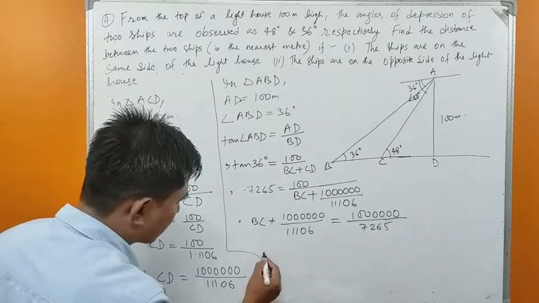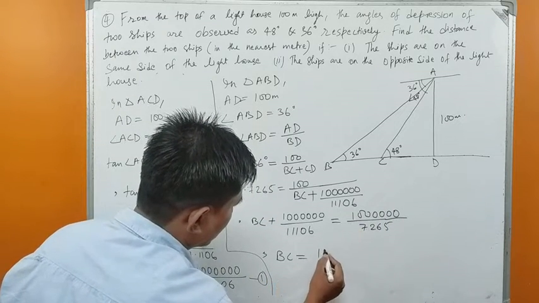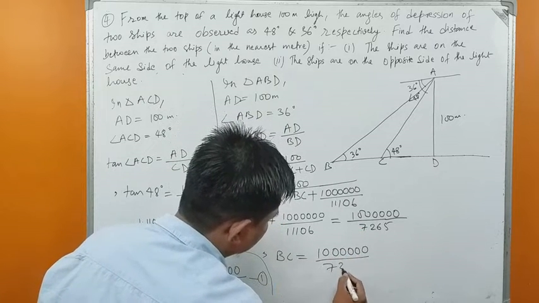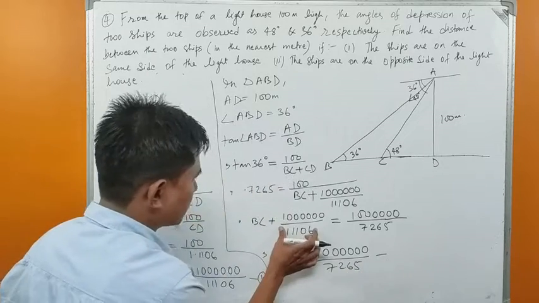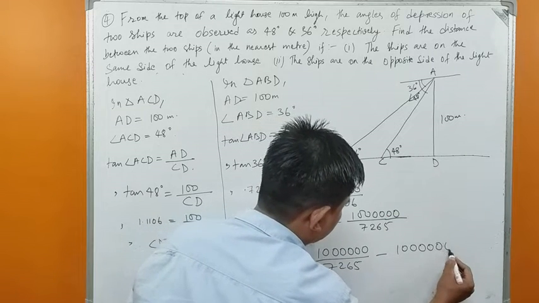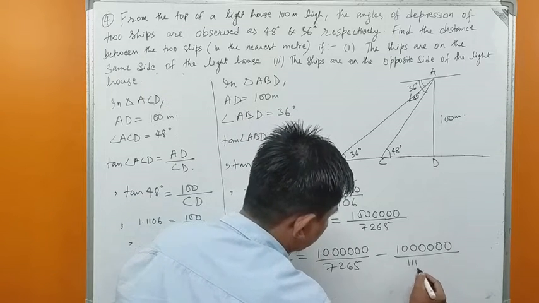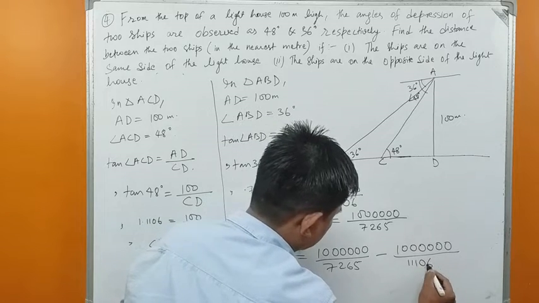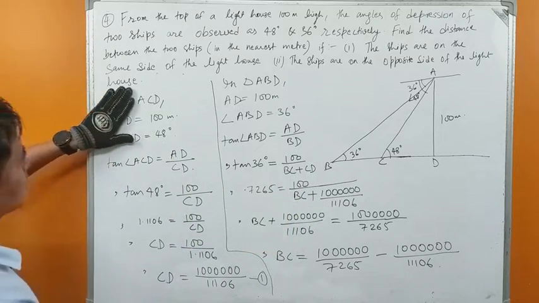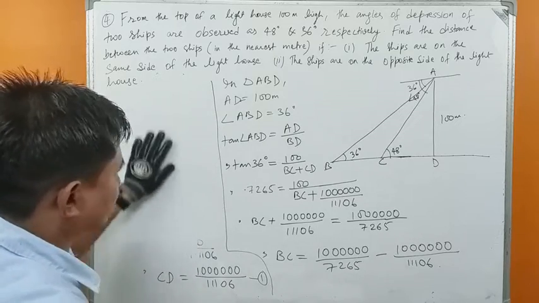Now, we are asked to find BC, isn't it? BC equals 123456 divided by 7265 minus this number goes to the right-hand side, 123456 divided by 11106. Okay, 11106. Now let me continue here. Please take the screenshot. Quite complicated calculations, isn't it?